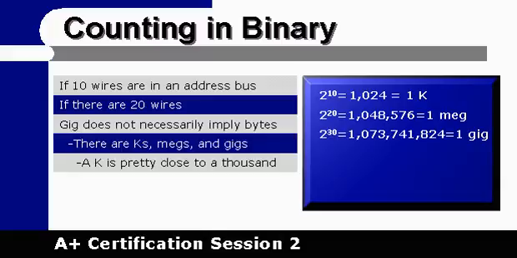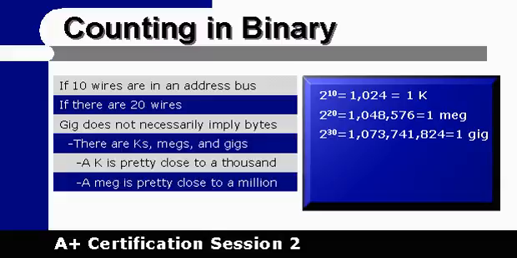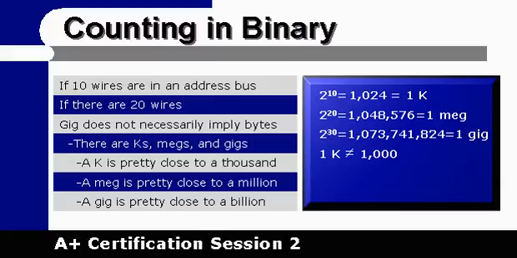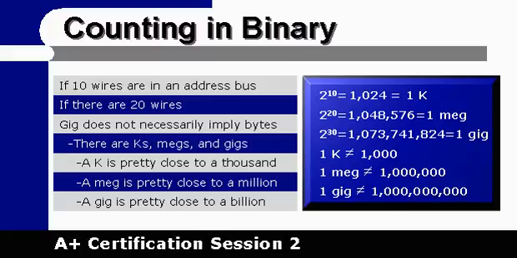We also understand that a K is pretty close to 1,000, a meg is pretty close to a million, and a gig is pretty close to a billion, but 1K does not equal 1,000. It's 24 more than 1,000. 1 meg does not equal 1 million. It's about 48,000 more than a million. And 1 gig certainly does not equal 1 billion. It's about 73 million more.